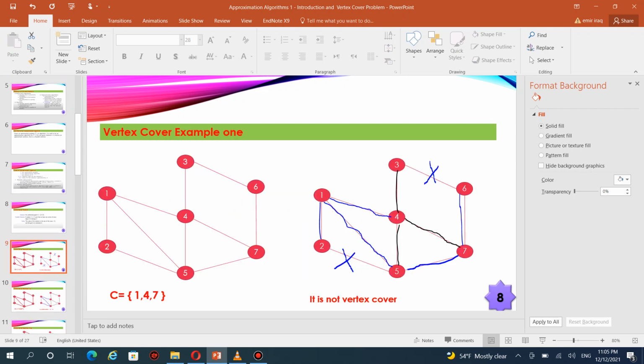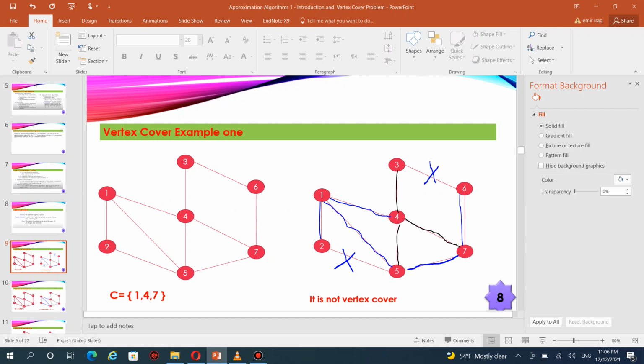In the next slide, we will see this example about whether this graph is a vertex cover or not. We will take C as a solution: 1, 4, and 7. We will remove each edge related to 1, to 4, and to 7. For each edge related to 1, we will remove edge 1-4, edge 1-5, and edge 1-2.